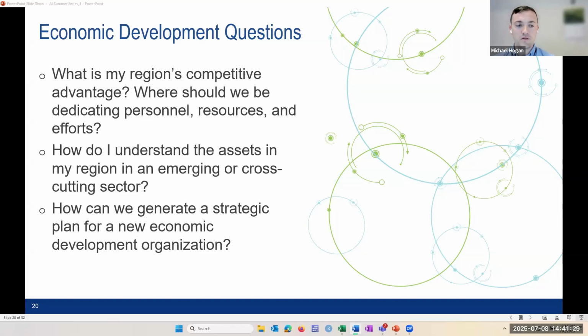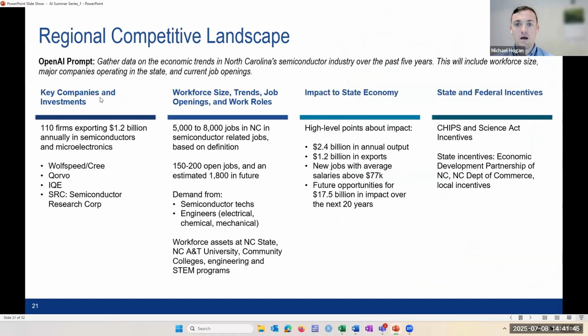So with that in mind, I'm aware that these tools are evolving very rapidly, and what was working a certain way 4 months ago might be different today. Additionally, other tools like Gemini or Anthropic might give different outputs or look at different sources. So the first question that I queried to OpenAI was to gather data on the economic trends in North Carolina's semiconductor industry over the last 5 years. This would include workforce size, major companies operating in the state, and current job openings.